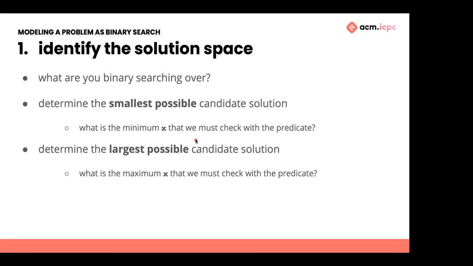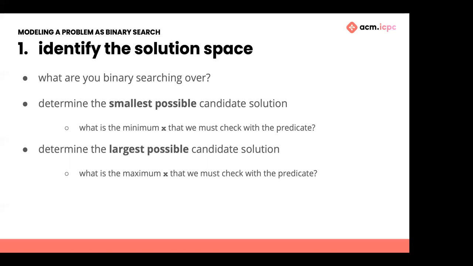So we're basically going to break modeling a problem as binary search into two halves. First, identify the solution space, and second, design the predicate. When you're designing a problem for binary search, I want you to think of these two things, which will help you really code out the solution. So the first thing is identify the solution space. Identify what you're binary searching over. For example, in the previous examples, we were binary searching over the indices, and we were looking for the element that satisfied the particular function constraint.